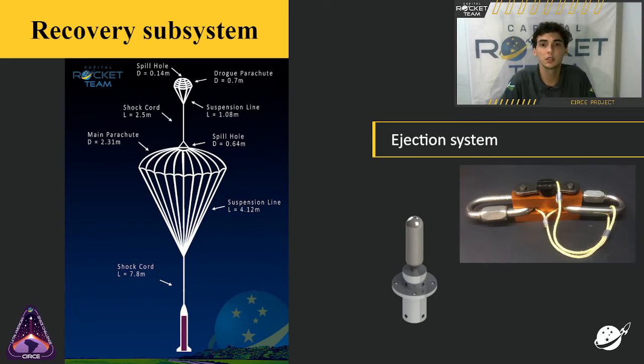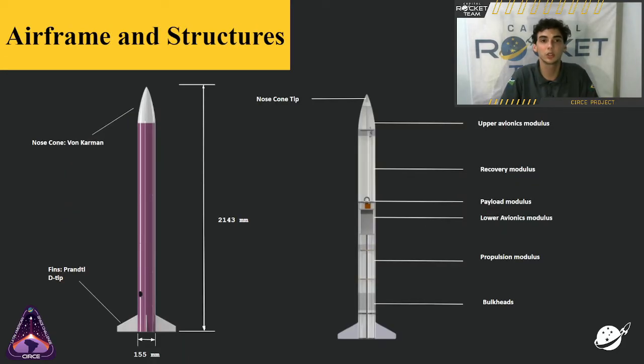The ejection system is very simple, and it uses a CO2 cartridge to eject the nose cone at the right time. And we also use a Tender Descender to hold the main parachute in its place until it's time to release. And finally, the structure components.